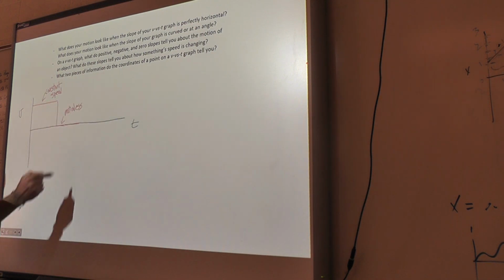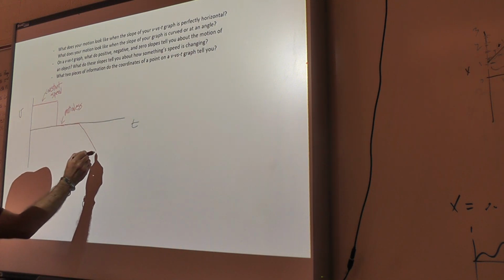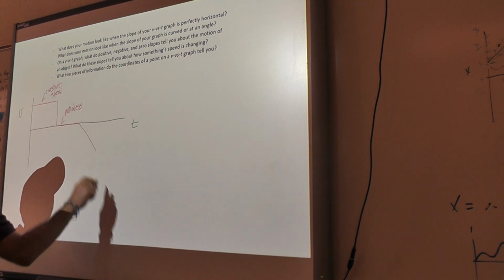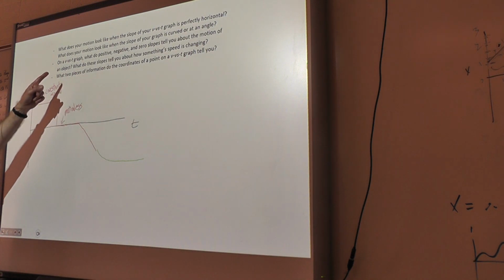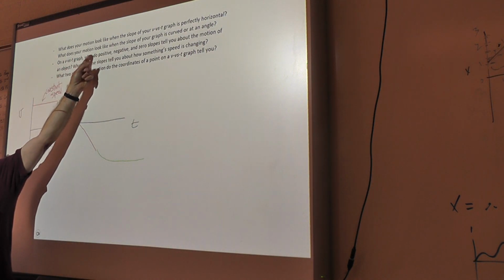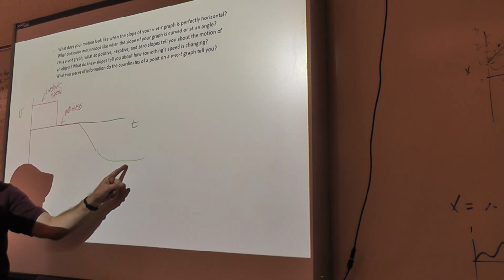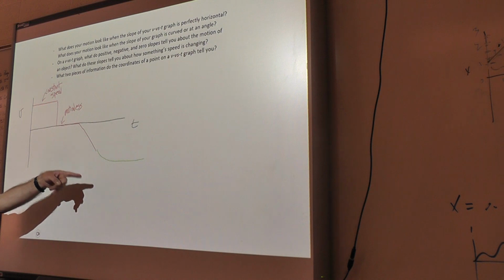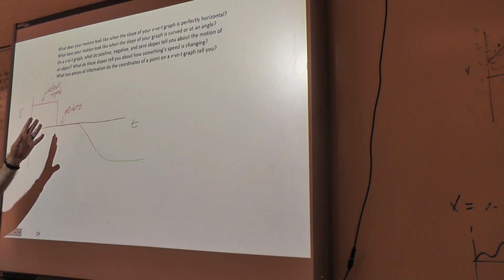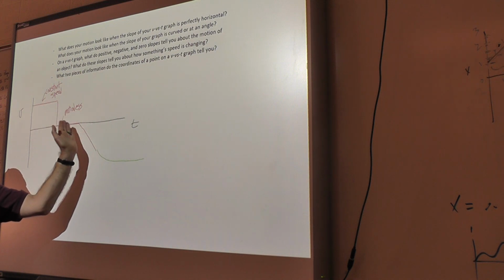What about something like this? Or this? Here we have an angled line, right? It's a diagonal. And here we have a curved line. The slope is changing. What information is there? Forget about the fact that it's below the x-axis for a second. What does this straight line tell you about an object's motion? What does that look like?